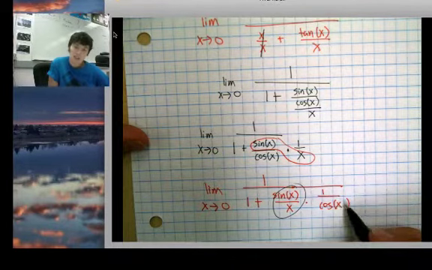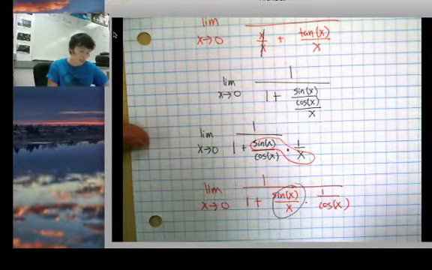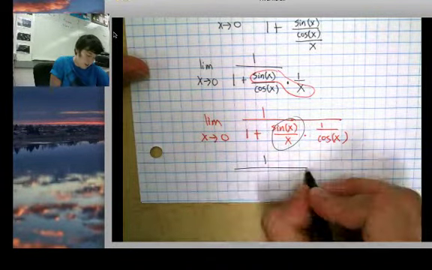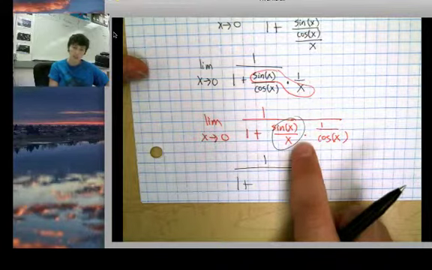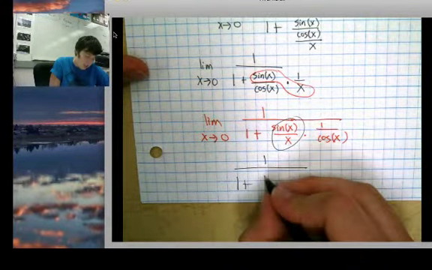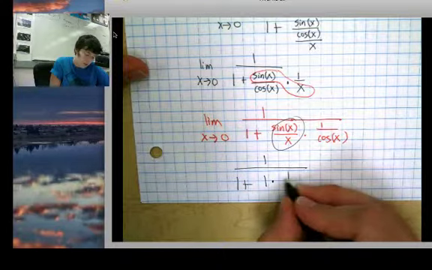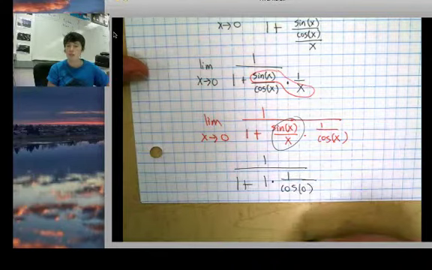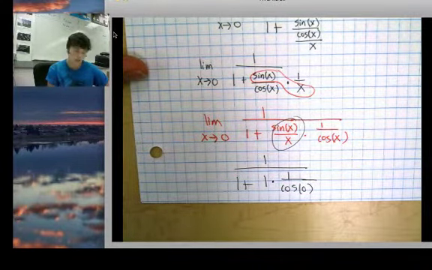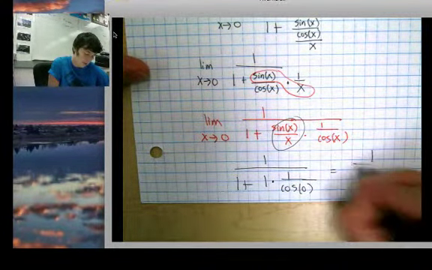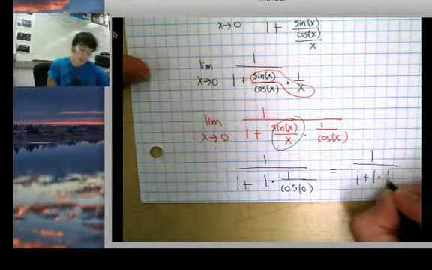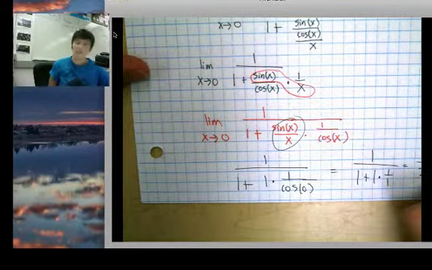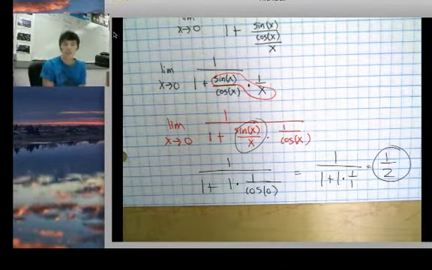This little piece that's left, I'm going to plug and chug. So what I'm going to get is, let's plug and chug and clean this up. I'm going to have 1 over 1 plus the kingpin, which technically is 1, times 1 over cosine, and I'll plug in 0, so cosine of 0 is 1. So we have 1 over 1 plus 1 times 1 over 1, which is 1 plus 1 is 2, so 1 over 2 is 1/2. And there's my answer.